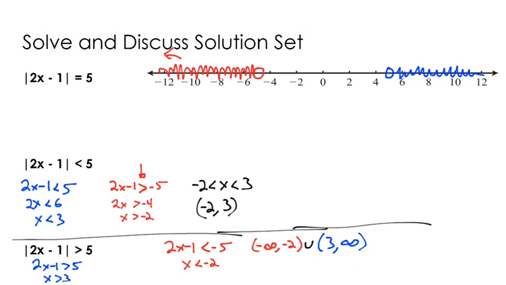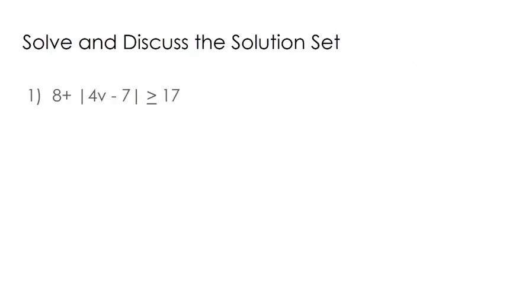Let's do one more example. So here we have an absolute value inequality. I'm going to start by isolating our absolute value symbol. So I'm going to start by subtracting 8 from each side. And actually, I'm going to try to keep everything color-coded like we have been. So I'm going to subtract it in green.